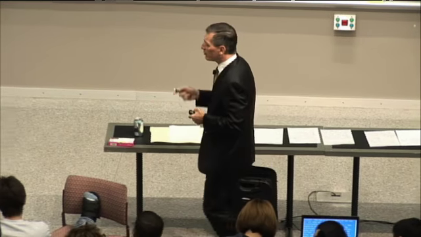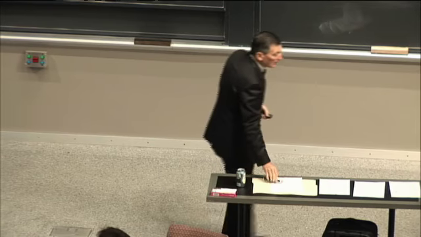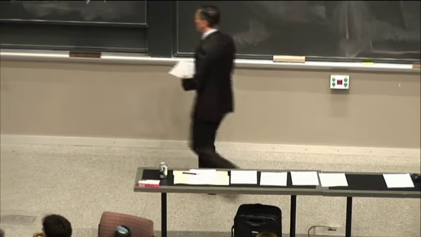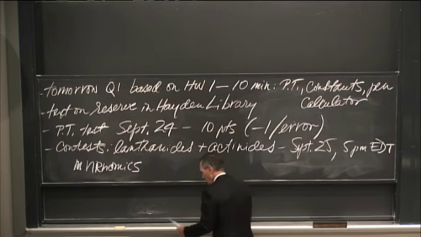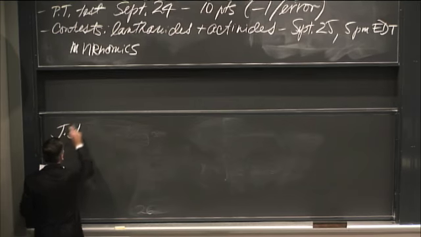Now the question is, what is the spatial distribution of charge inside an atom? You might say, well, why do we want to know that? Well, we're trying to get a physical model of the atom, so that then we can start to address the question of chemical reactivity. We've got to know where all the players are before we can attribute action to them. So let's now take a look at models of the atom. For the first modern model of the atom, we go to J.J. Thompson.